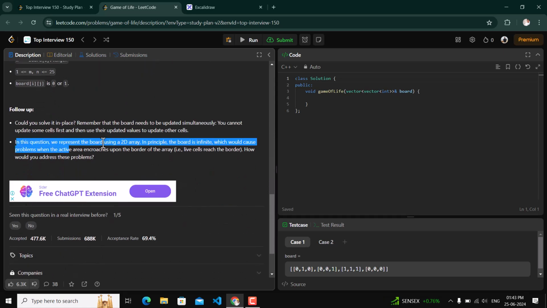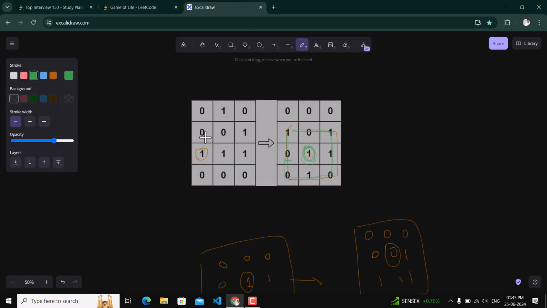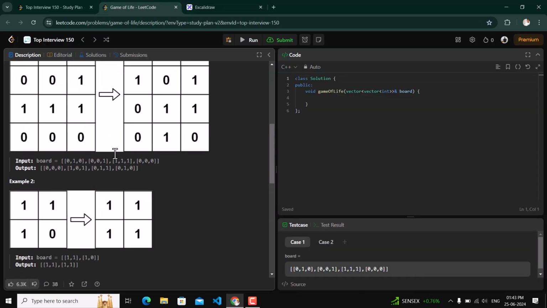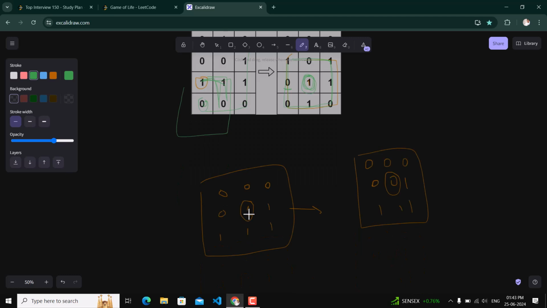In this question we are considering it to be infinite, so we have to take care of the edge cases, because for these cells we don't have all 8 neighbors, we only have 3 neighbors. So we have to take care of these edge case scenarios. I think we have understood the question pretty well. Now let's look for its solution.